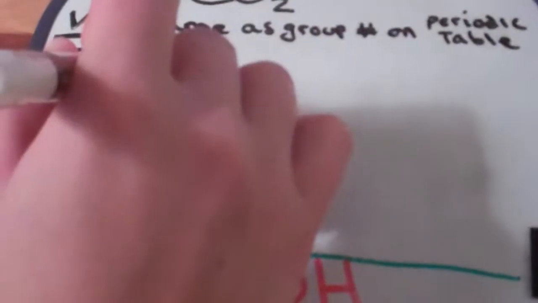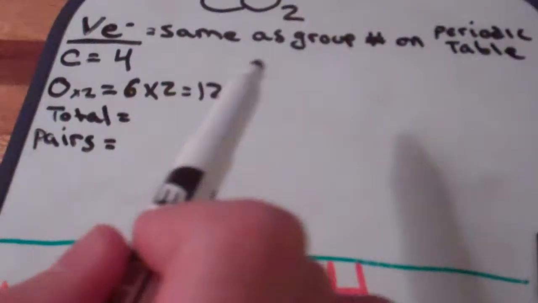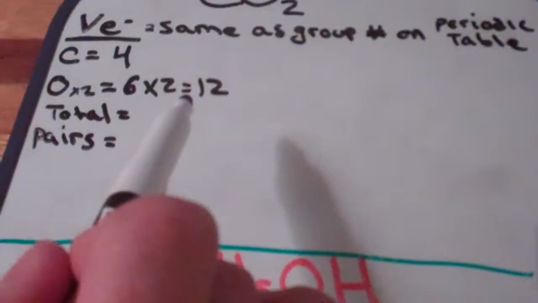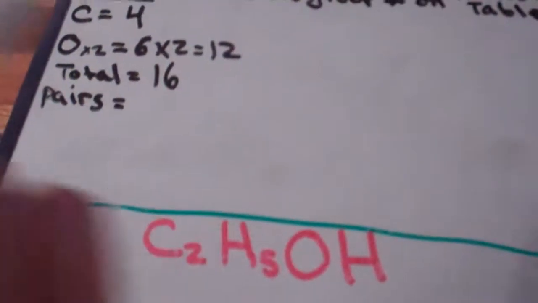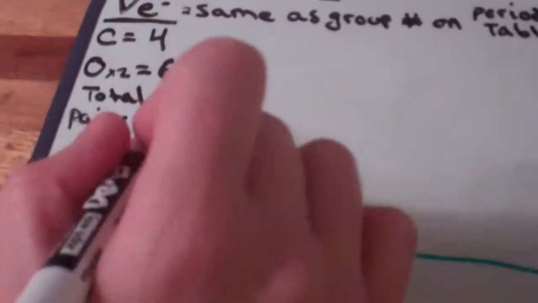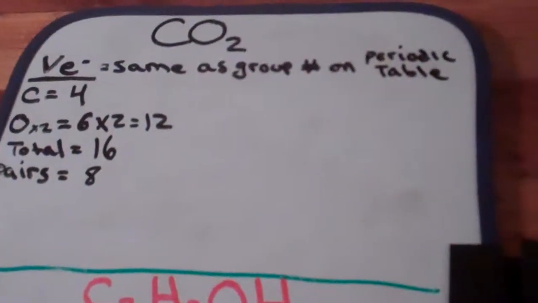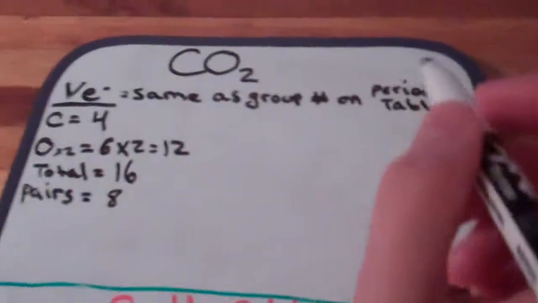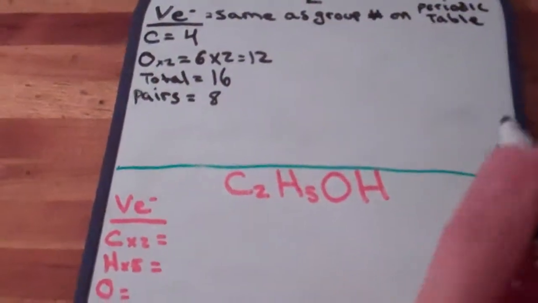4 and then 6 times 2, 12. Okay, so then you add them together and you get 16 valence electrons. And to get to the pairs, you would divide it by 2 and you'd get 8 of them. So now let's start making the Lewis dot structure for carbon dioxide.